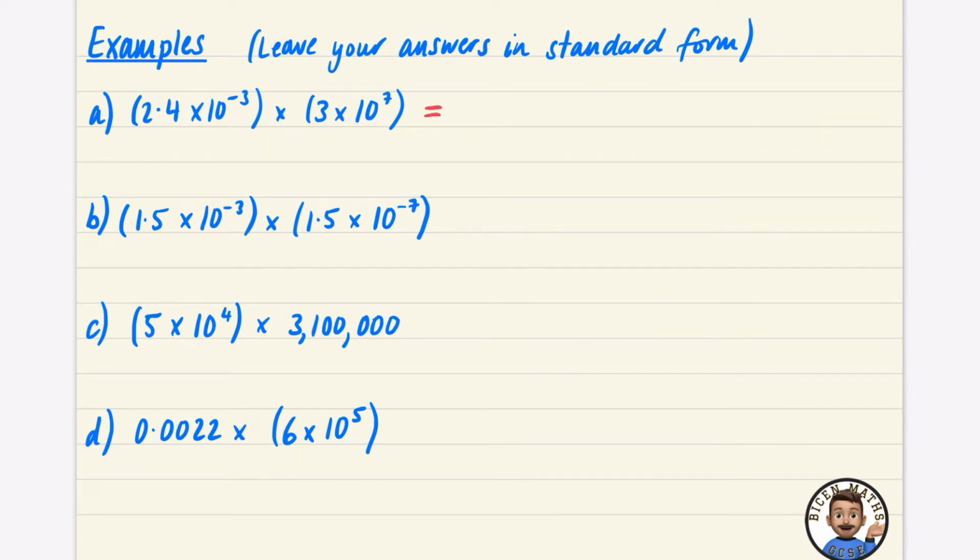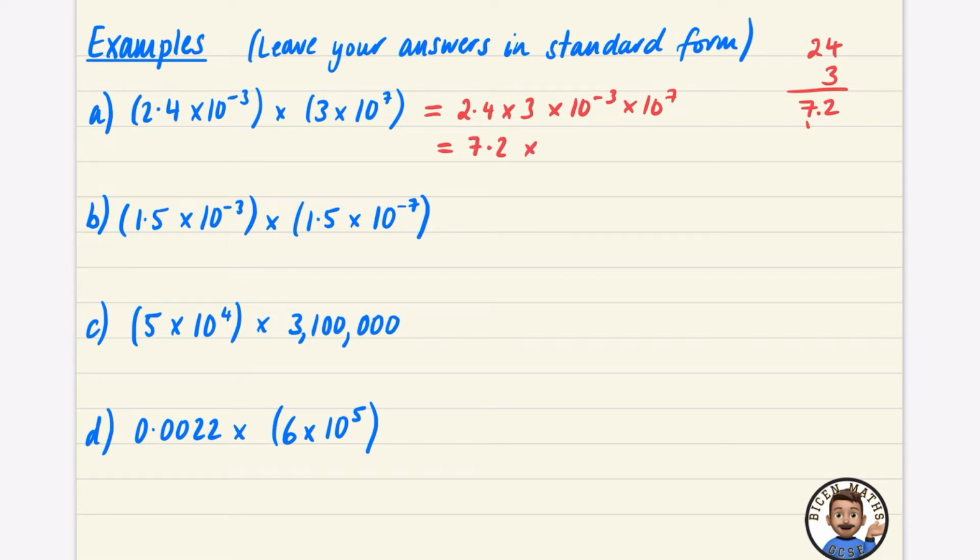Okay, for this first one, I'm going to do the 2.4 multiplied by the 3, and then I have the 10 to the minus 3 and the 10 to the 7. Well, 2.4 times 3, you can use any method, but if I do 24 times 3, 3 times 4 is 12, 2 times 3 is 6, and add on the 1 is 7. So it's not going to be 72 because of the extra decimal point we had to begin with, it will be 7.2. For the powers, I'm doing minus 3 plus 7, which is 4. So the answer is 7.2 times 10 to the 4.